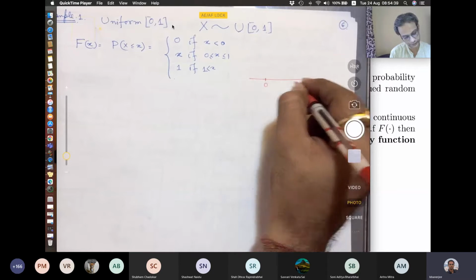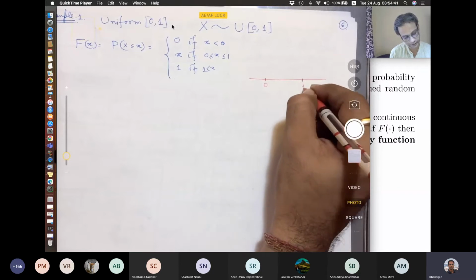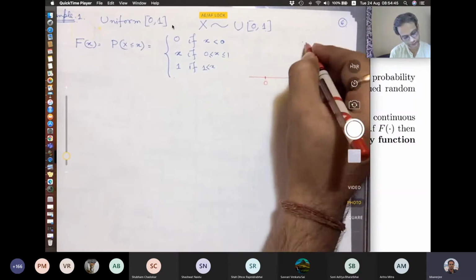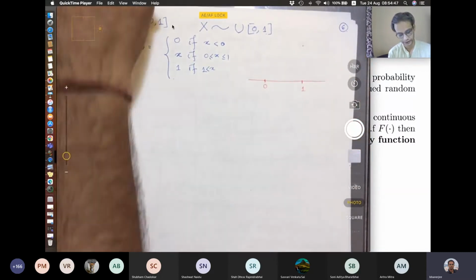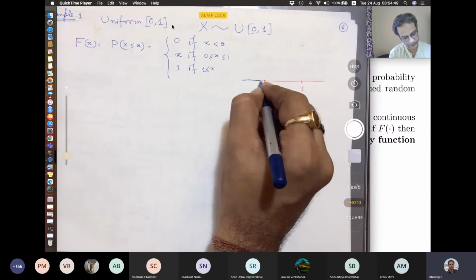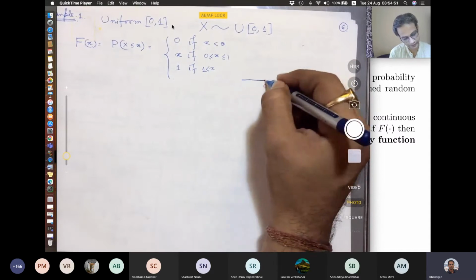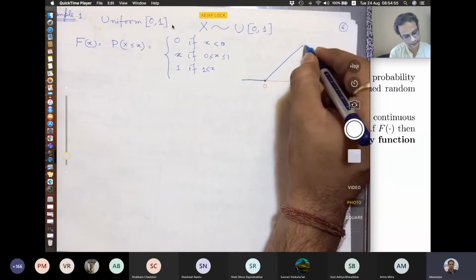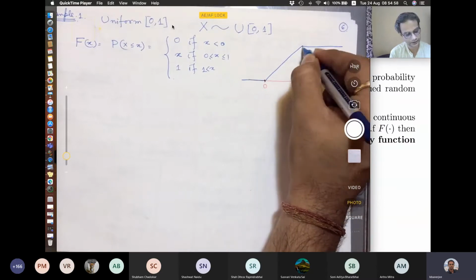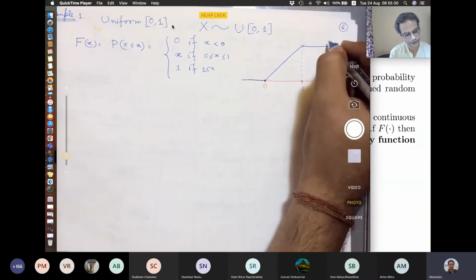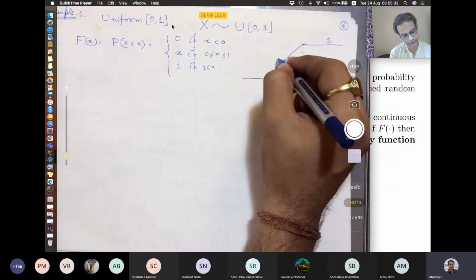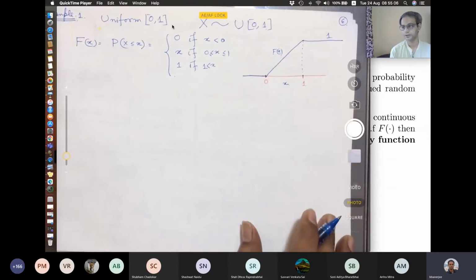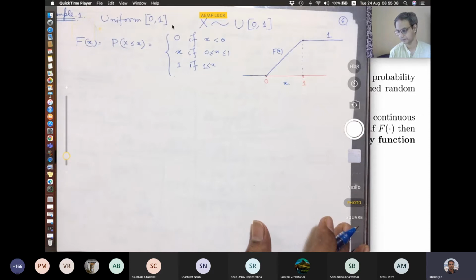Suppose here is 0, here is 1. It will start from the left as 0, then from here to here the line y equals x, then always 1. This is the CDF. Perfect.